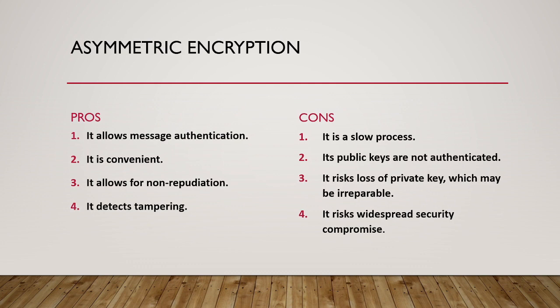Asymmetric encryption pros and cons. It allows message authentication. As public key encryption allows using digital signatures, message recipients will be able to verify messages to be truly coming from a particular sender. It is convenient. Asymmetric encryption solves the problem of distributing keys for encryption, with everyone publishing their public key while private keys are being kept secret.